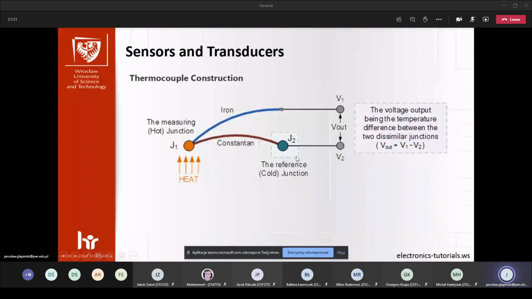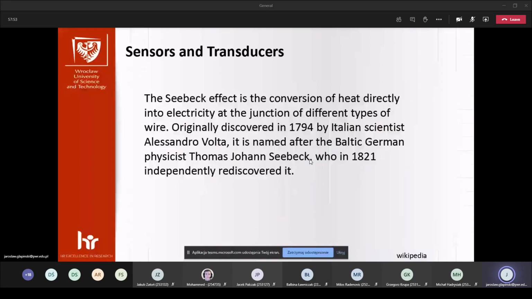And because we've got different materials, different Fermi levels, we've got different voltage outside of this junction. If we heat it, we get a different voltage, and then we can measure the output voltage. Generally, the lower one is the reference or the ground.